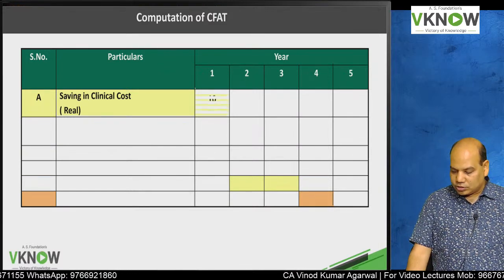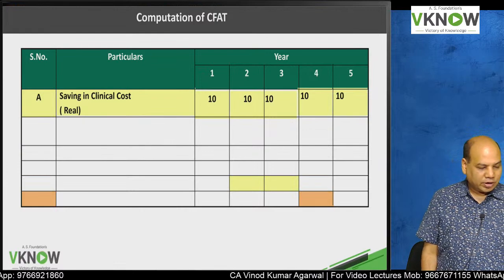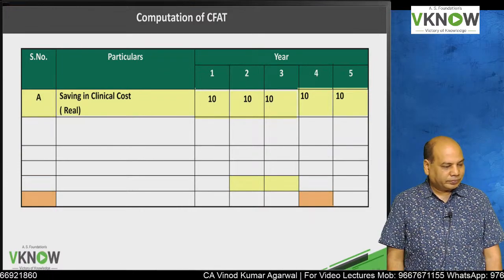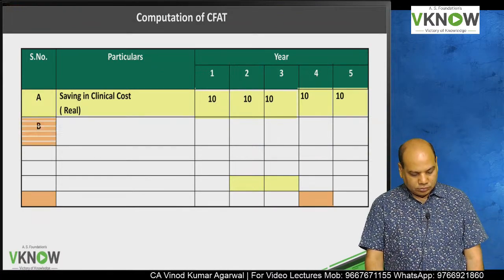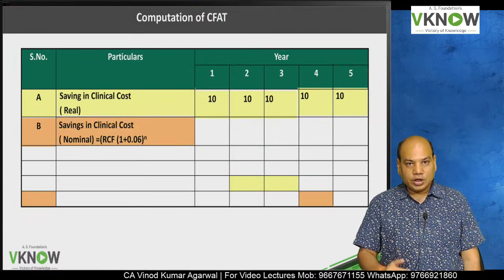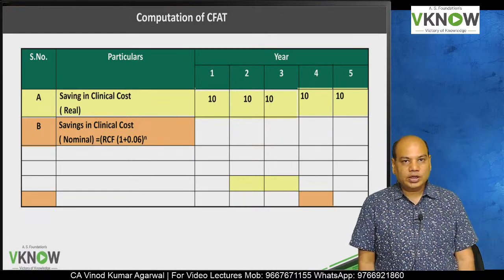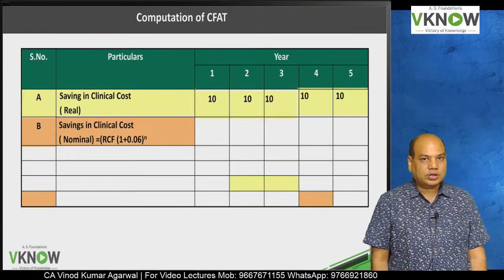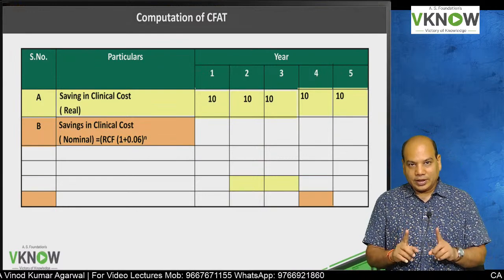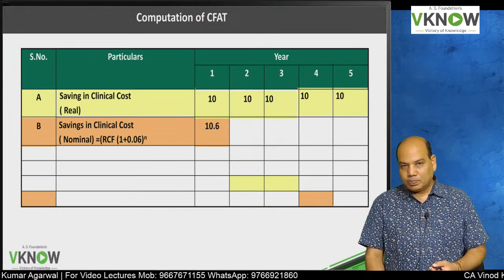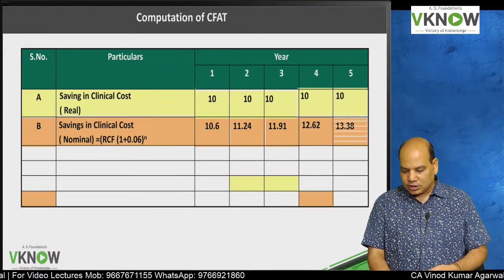Saving in clinical cost in real terms, 10. Then we'll write saving in clinical cost in nominal terms. In nominal terms, it is equal to real cash flow into inflation, which is 6%, so into 1.06 to the power n. Take 10 plus 6%, plus 6%, plus 6%, plus 6%, plus 6%.